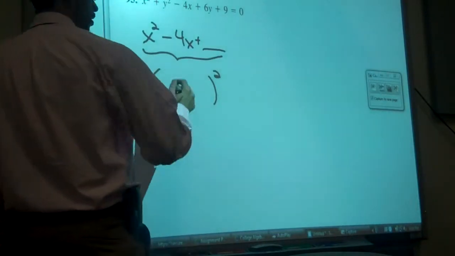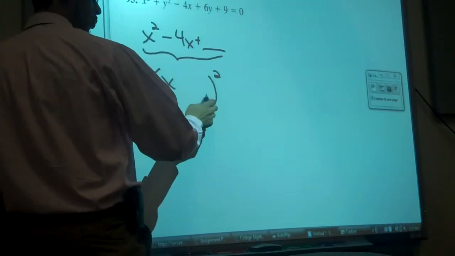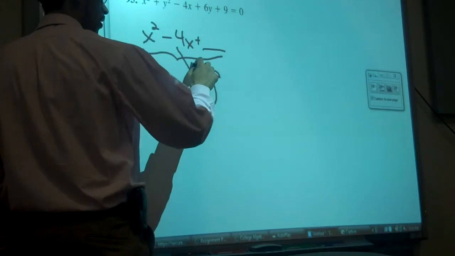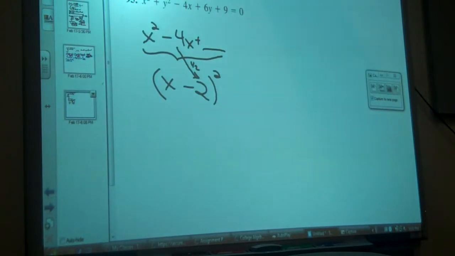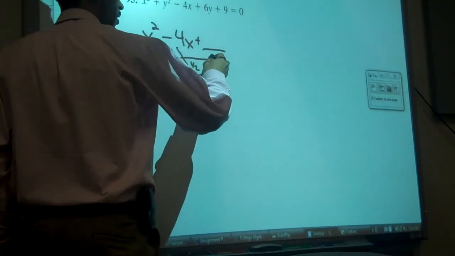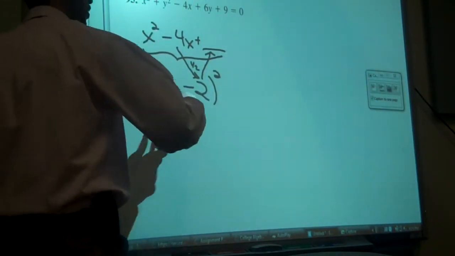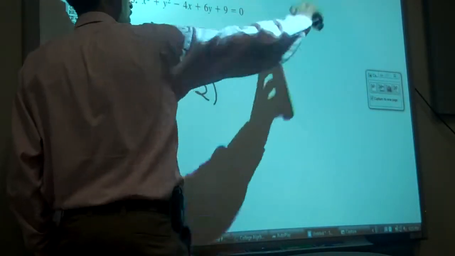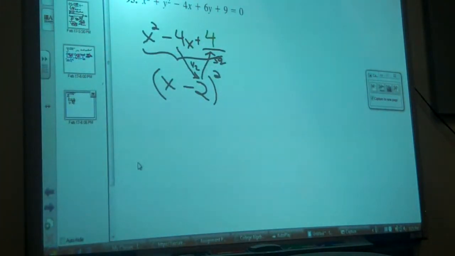The relationship between the numbers is that what goes down here with the x is half of the number that's in front of the x. Half of 4 is 2. What goes as the thing that gets to be added? The square of what that number is. So it's a 4. Let me do it in a different color. We need to add a 4 to both sides of the equals.